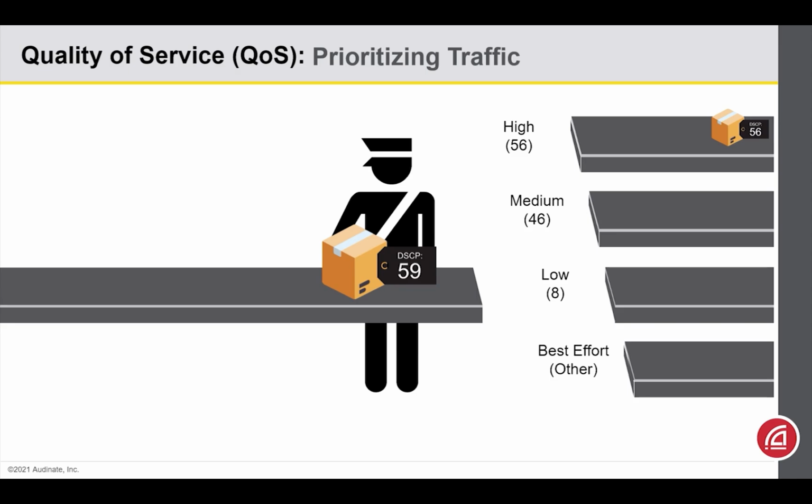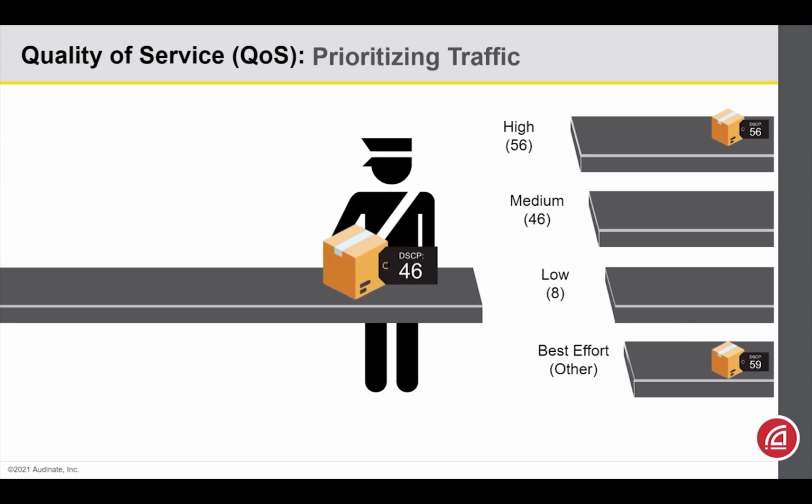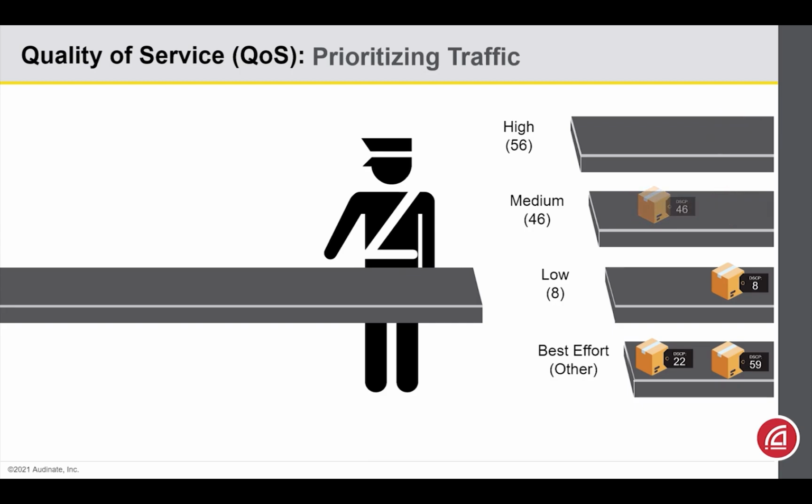Here comes another packet with a value of 59. In our case, that won't go to a higher priority queue. That would go to the best effort category. As each packet comes through, they are assigned to their specific queues. And of course, when the switch has the bandwidth, it will empty the queue's highest priority first.